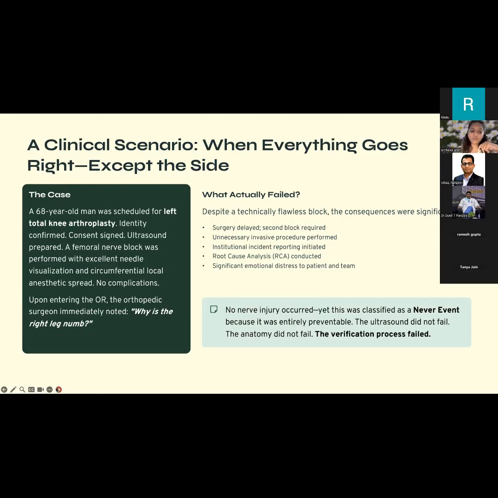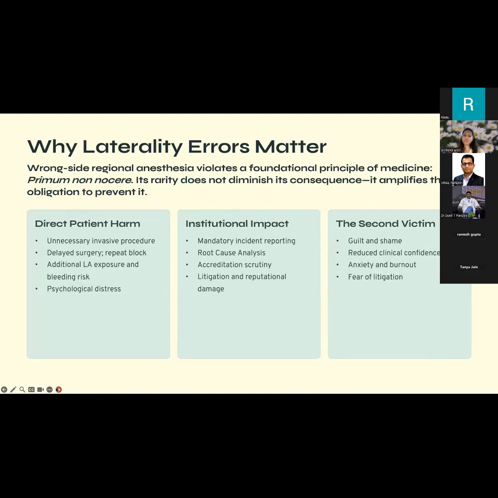So how do we proceed from here? Why does this actually matter? I think this is quite generalized to everyone here. It's primum non nocere. The rarity of it does not diminish its consequence. Fortunately, we are all very vigilant, so it really does happen only occasionally. It can cause direct patient harm, it causes an institutional impact, and obviously there is the second victim, that is us.